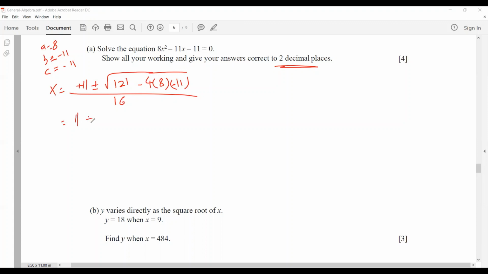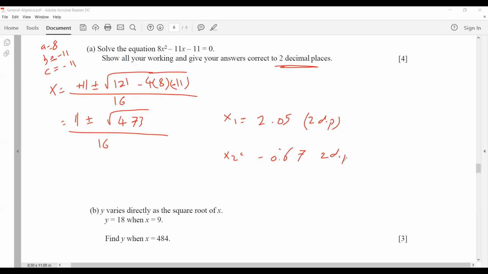So we have 11 plus minus square root of 473, divided by 16. And now the x1 and x2 would be, so I hope I didn't make any reckless mistake. You should be getting this as one of your answers. That's one of the roots. And the other one is 11 minus square root of 473 over 16, which is -0.67 up to 2 dp. And that's it. That's the answer.